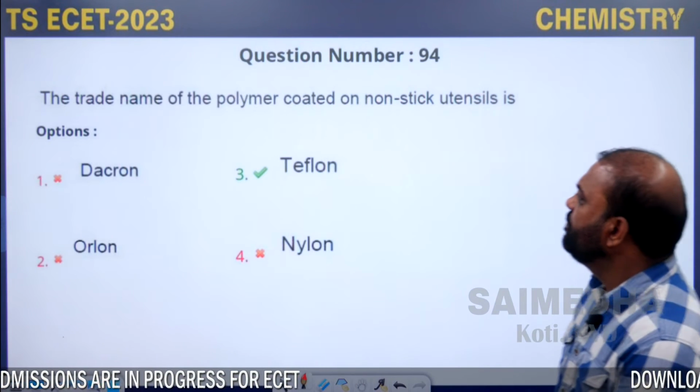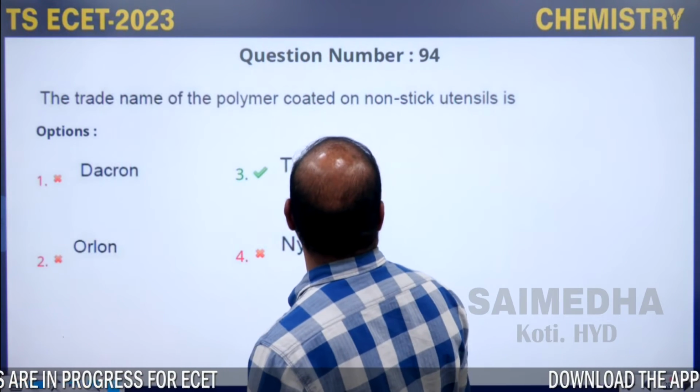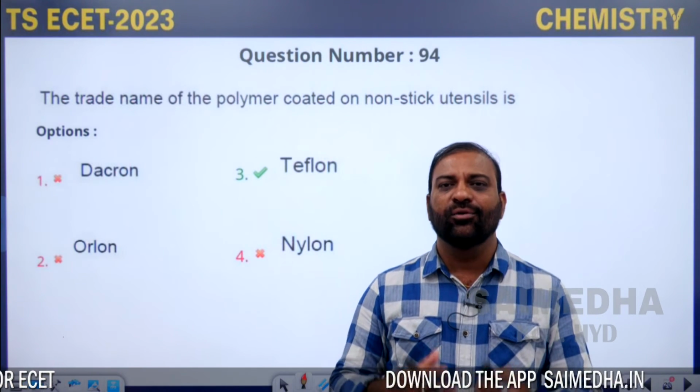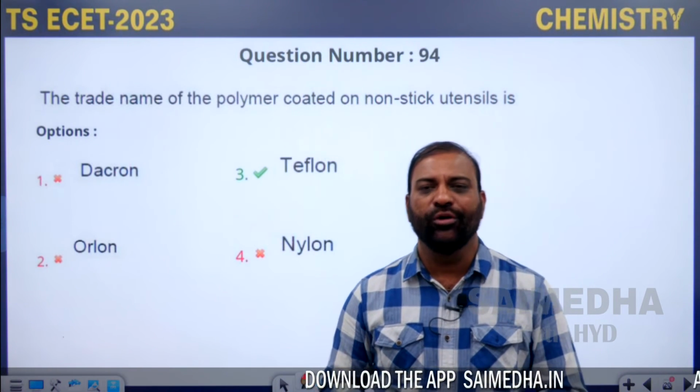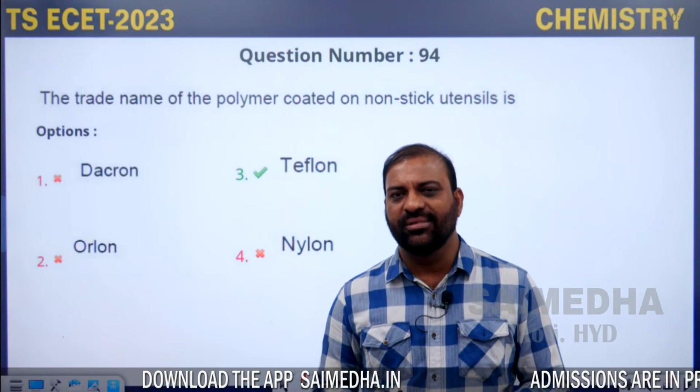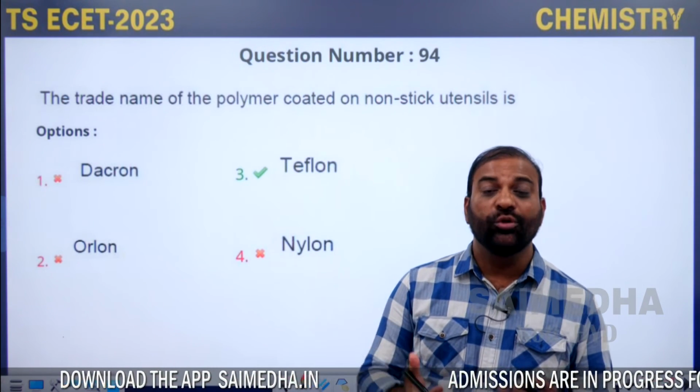The trade name of the polymer coated on non-stick utensils is Teflon. See here, if you go to any cookware shop, when you are going to purchase pans or cooking vessels like cookers, the bottoms are generally coated with what?